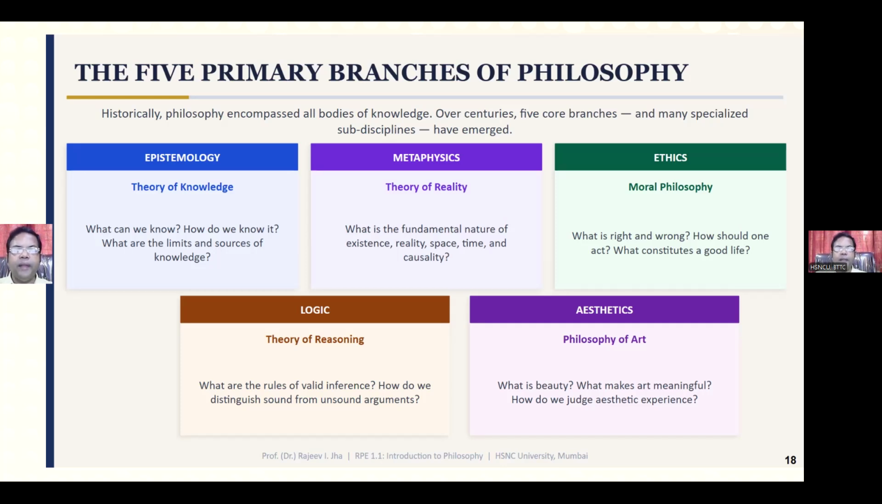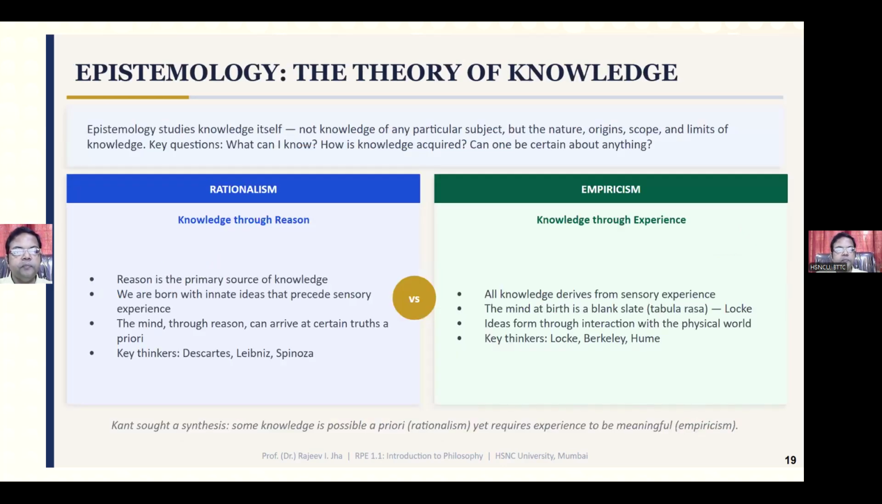So let us start with the branch most directly relevant to research methodology, that is epistemology. Epistemology is the branch of philosophy you are most directly using every time you design a research study, even if you call it by other names such as paradigm, methodology, theoretical framework.